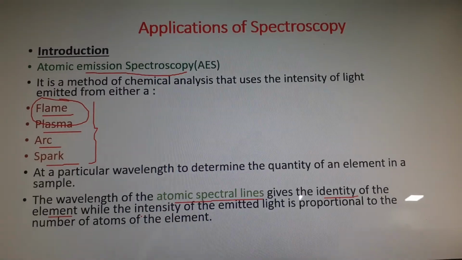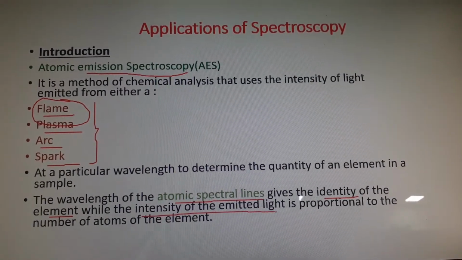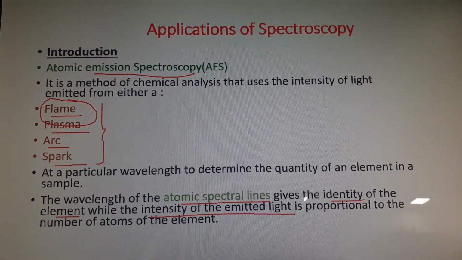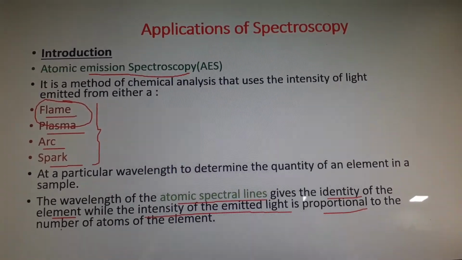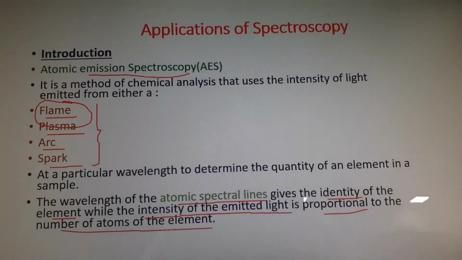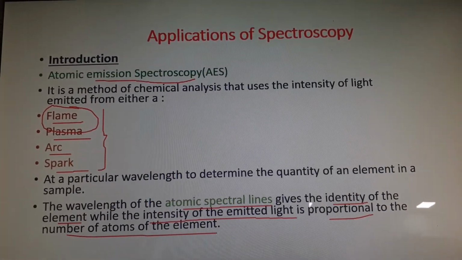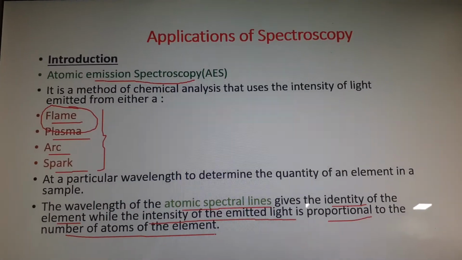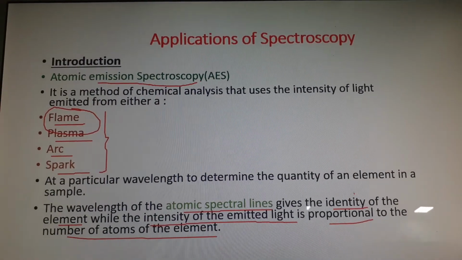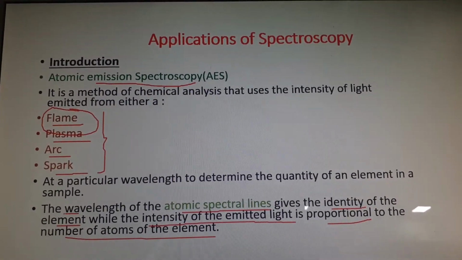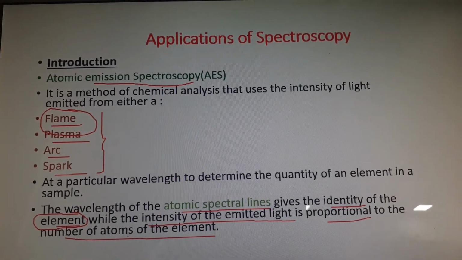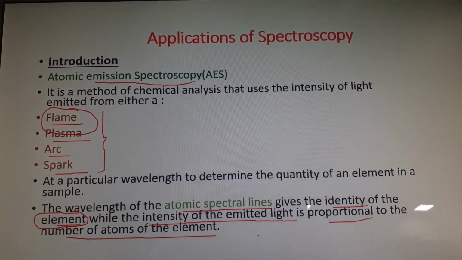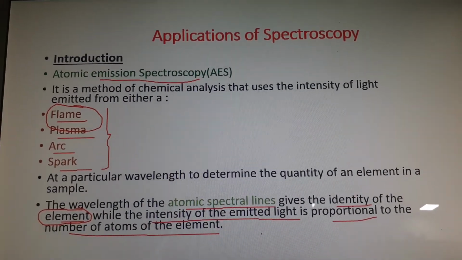Also, what we come to know is the intensity of the emitted light, and this intensity of the emitted light is proportional to the number of atoms of the element. So with this you can understand that by emission spectroscopy we can come to know the nature of the element present, and also we can know the concentration of the element which is present in the sample.